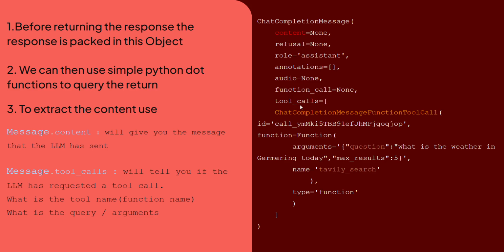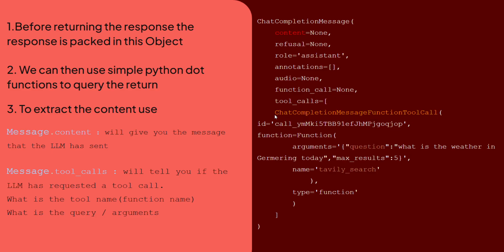Instead, there will be content within tool underscore calls. There are other contents here where there is also a role, which is right now designated as assistant. We'll understand this role concept a little bit later. But let us focus on the tool calls since we are focusing on how to provide tools to an LLM. Tool calls is of the type chat completion message function tool call.